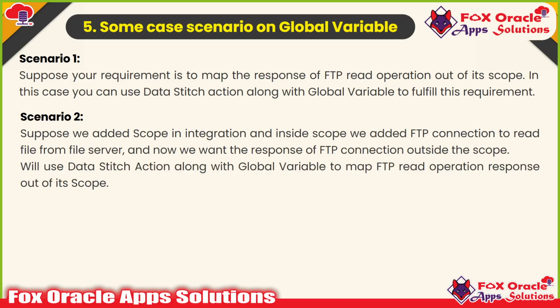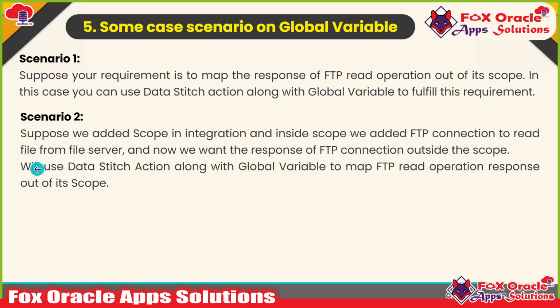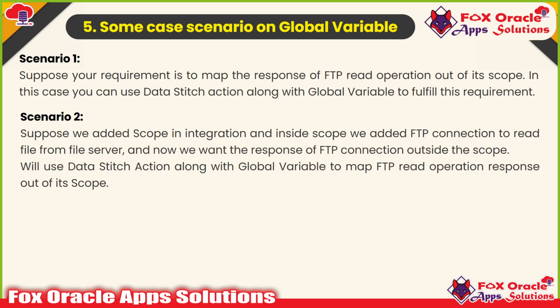Another scenario: suppose your requirement is to map the response of an FTP read operation and you want to access this FTP endpoint outside its scope. For example, we added a scope. A scope is something we use to handle exceptions, and we will cover it in the next session. I told you that whatever actions or endpoints you use inside the scope, you will not be able to access outside the scope. Sometimes we have to get the value outside the scope, and a global variable will help with that.